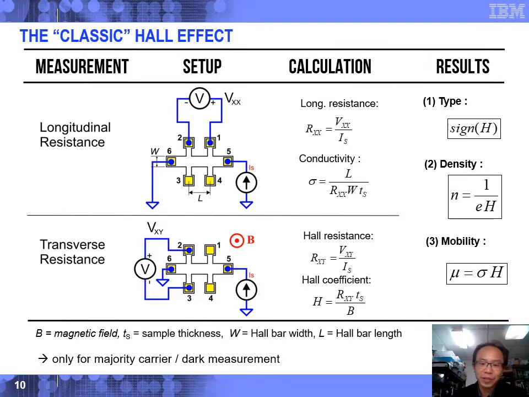And from here, you get the Hall resistance Rxy, and you can also calculate the Hall coefficient, given by this formula. And finally, you obtain three pieces of information: the type, whether it's hole or electron, from the sign of the Hall coefficient; the density, which is just the inverse of e times H, where e is the electron's charge; and the mobility, which is the product of conductivity times the Hall coefficient.